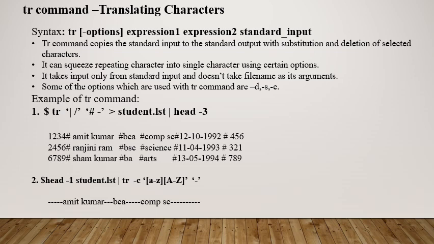But what is the tr command? The tr command will give you a copy of the standard input to the standard output with substitution. Now, what substitution am I going to do with the student.list file? I am substituting the delimiter and forward slash with the hash and hyphen respectively. The delimiter will be replaced by the hash and the forward slash will be replaced by the hyphen.